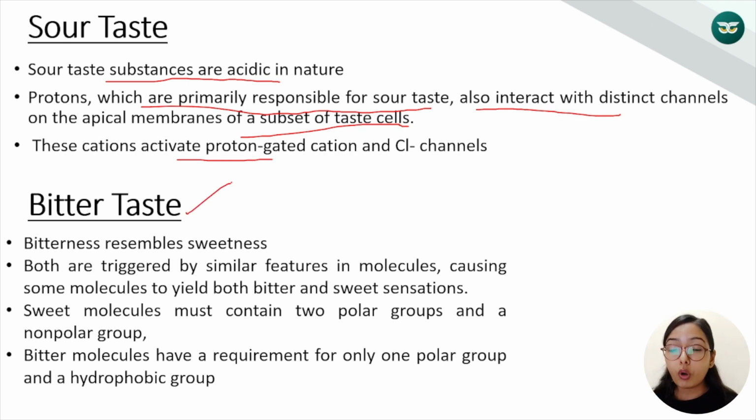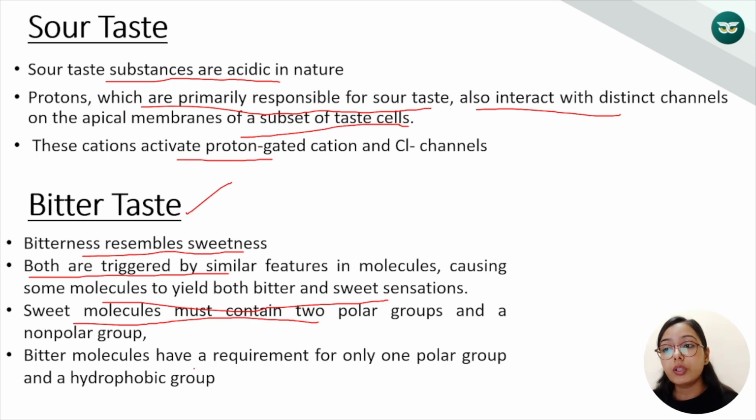Now talking about the bitter taste, we all know that bitterness is caused by different bitter substances present in the food industry. However, bitterness also resembles sweetness, because both are triggered by similar features in molecules, which cause some molecules to yield both bitter and sweet sensations. Sweet molecules contain two polar groups and a non-polar group, while bitter molecules require only one polar group and one hydrophobic group. Because of the similarity in the basic composition of these molecules, some individuals perceive a product as either sweet or bitter, while others might perceive it as only sweet or only bitter.